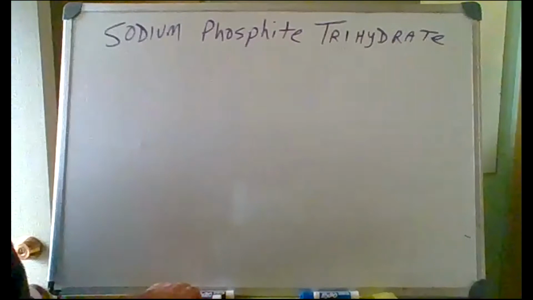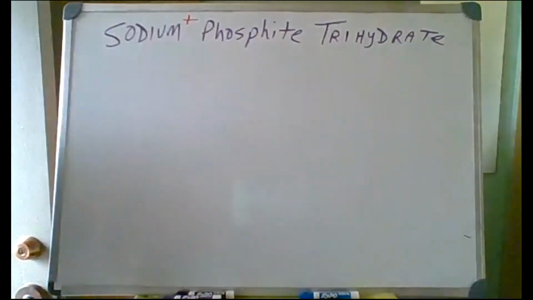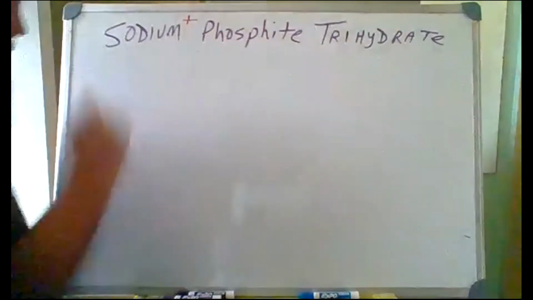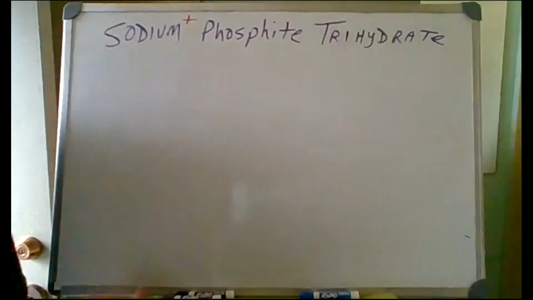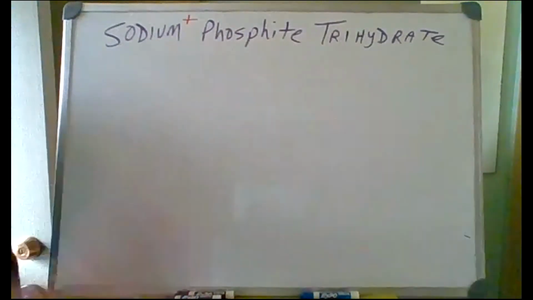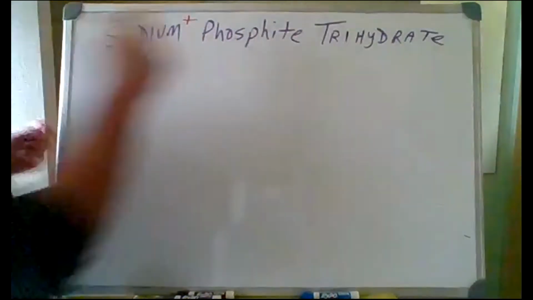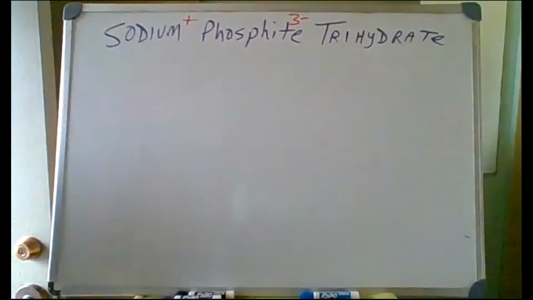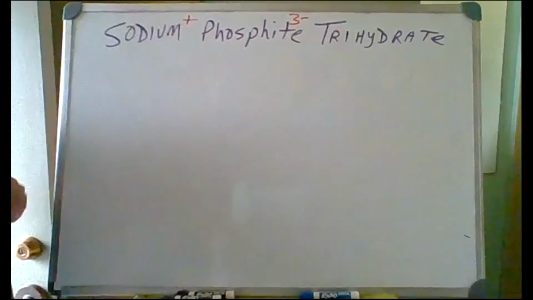Well, I look on the periodic table. Sodium has a charge of +1. Phosphite does not end in IDE, so I know it's a polyatomic ion. All the monoatomic representative anions all end in IDE: fluoride, chloride, oxide, sulfide. So I look on the polyatomic ion list and I see that phosphite's charge is -3.